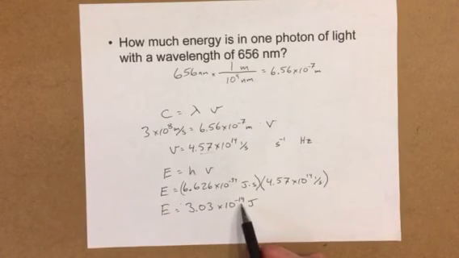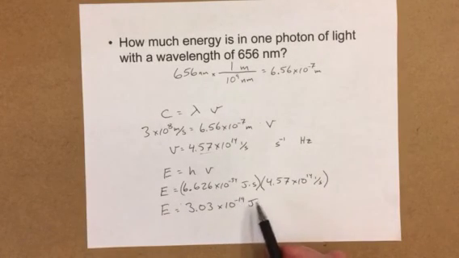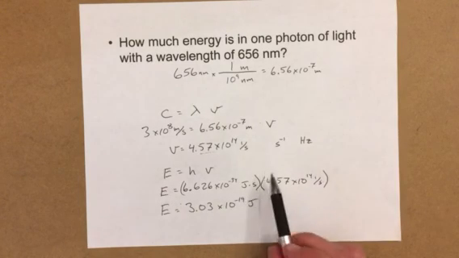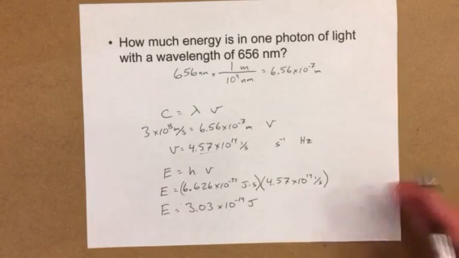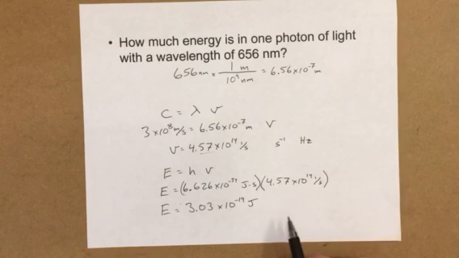So there's an extremely small amount of energy in each photon of light. A photon is extremely small. We never just notice one single photon of light. We always see millions and billions of photons together.